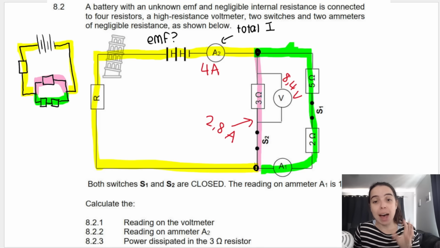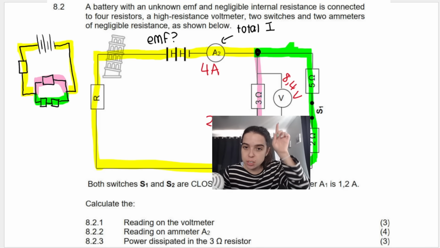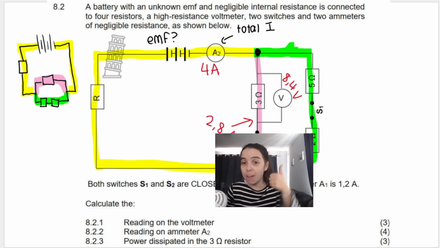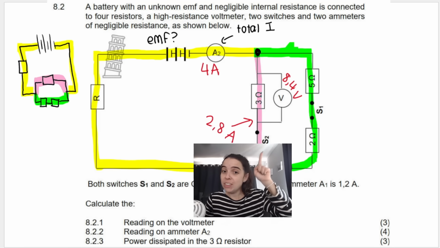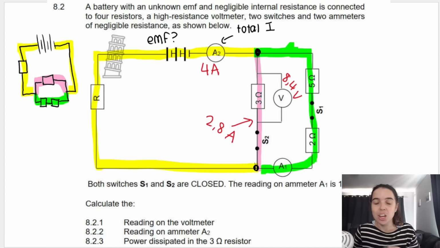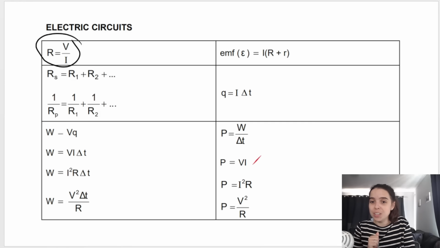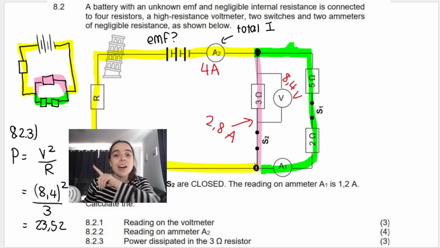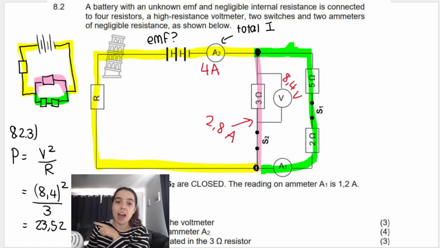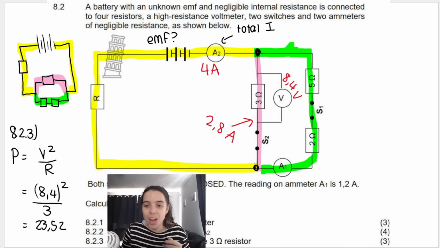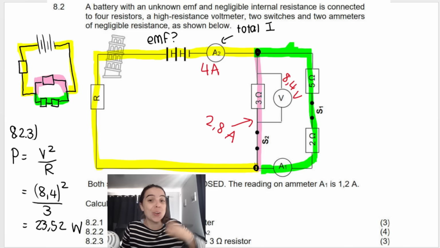8.2.3 wants me to work out the power dissipated in the 3 ohm resistor, which is this one over here. Now remember, we have resistance, we have the voltage or potential difference across the resistor, we even have the current. So when it comes to working out power, we have a lot of different options of formulas that we can use. So we could pretty much use any of these formulae. I've chosen this one: formula first for a mark, substitute for a mark, and then answer, but you have to have a unit. So power is measured in watt, W. No unit, no mark.